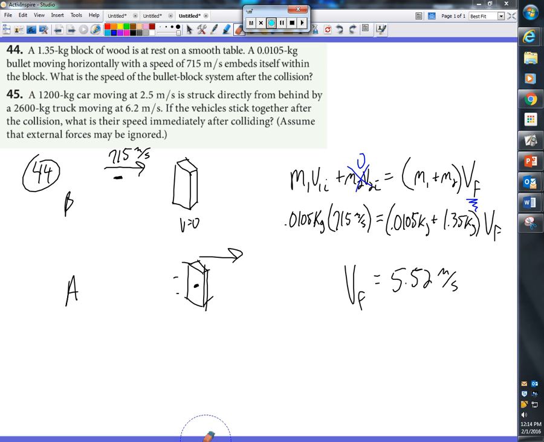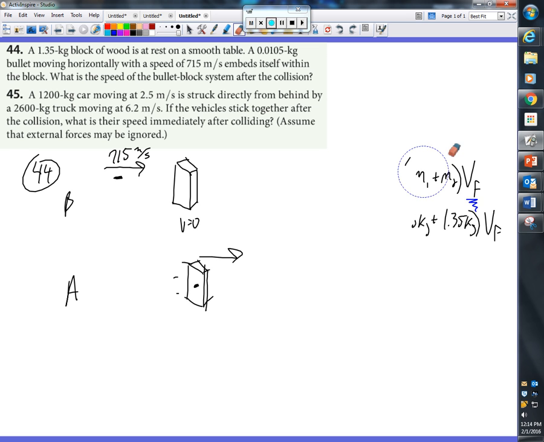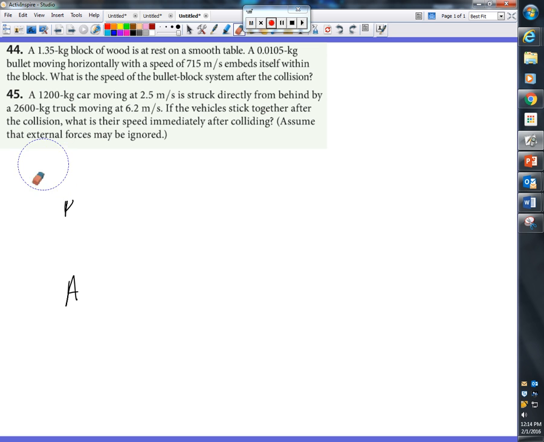All right, then on 45, similar type of problem, except both things are moving, but in the same direction. You have a small truck going slow and a big truck going fast. So, a 1,200 kilogram car moving at 2.5 meters per second is struck directly from behind by a 2,600 kilogram truck moving at 6.2 meters per second.